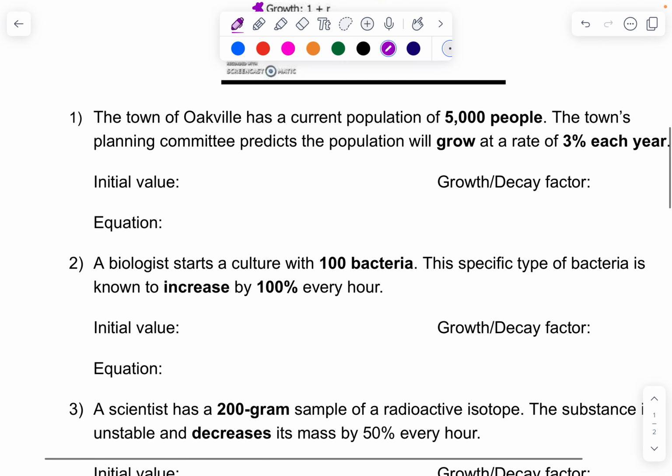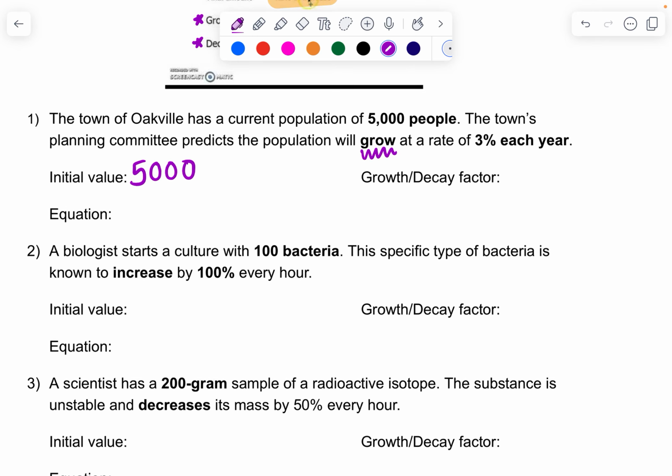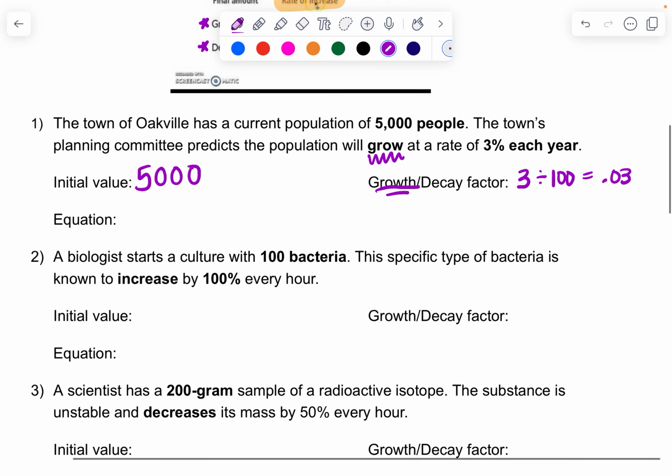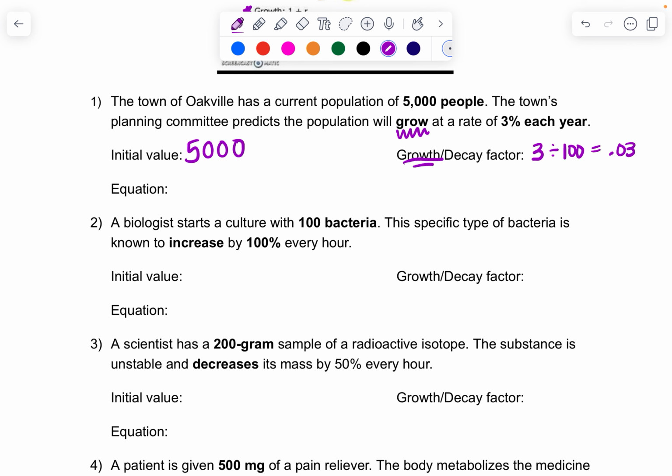The town of Oakville has a current population of 5,000 people. So that's the initial value, 5,000 people. The town's planning committee predicts the population will grow. So I know I'm going to be doing 1 plus my rate at a rate of 3% each year. So our growth factor, we have to take our percentage, which is 3, and divide by 100, which is 0.03. We said it was growing, so we're going to be doing 1 plus.